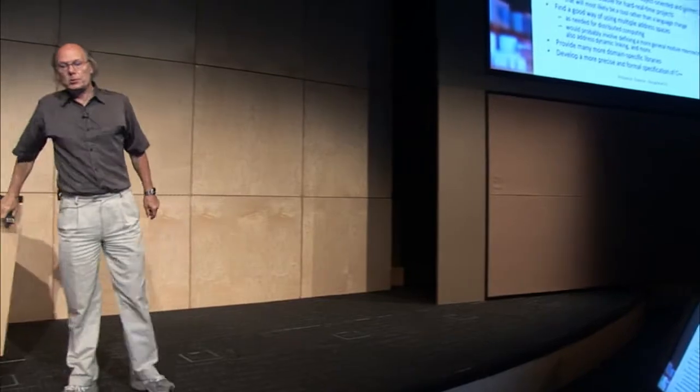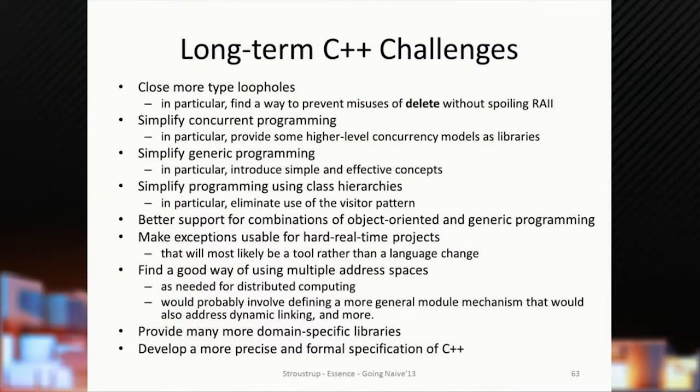So the challenge is we would like to close more type loopholes. We need to address concurrent programming. We need something that's higher level than the threads and locks style of programming, which is universal, necessary, and about the worst way of writing concurrent systems that I know of. We need to build libraries that provide higher level models. We want to simplify generic programming. I am looking at concepts. I mean, some of us have them today, but we should have them all next year.